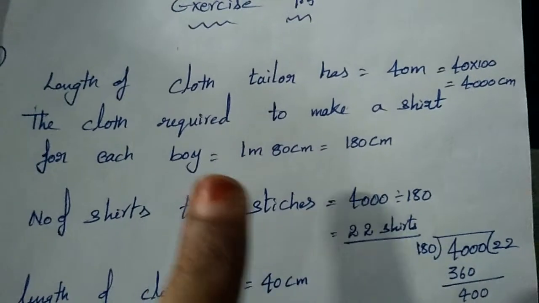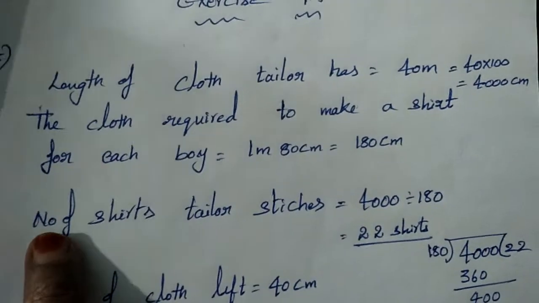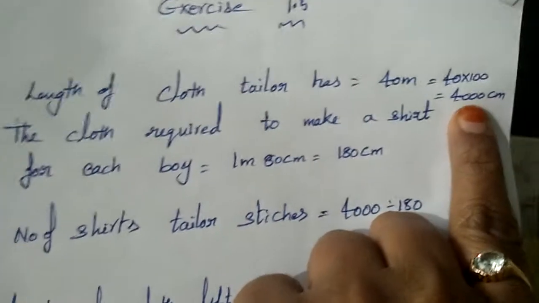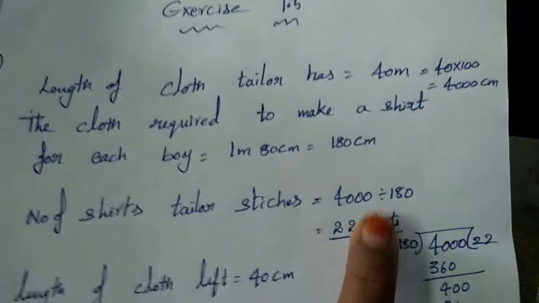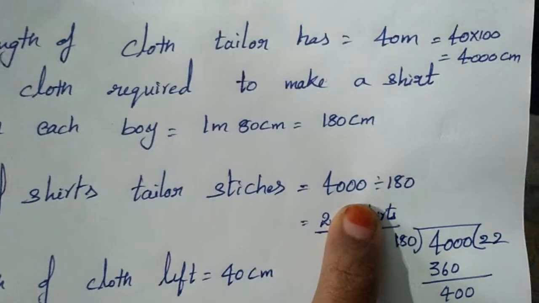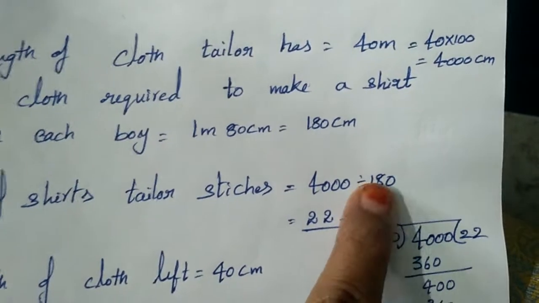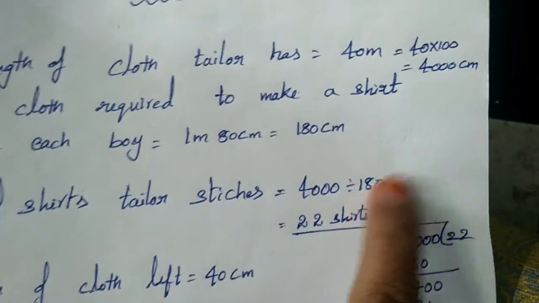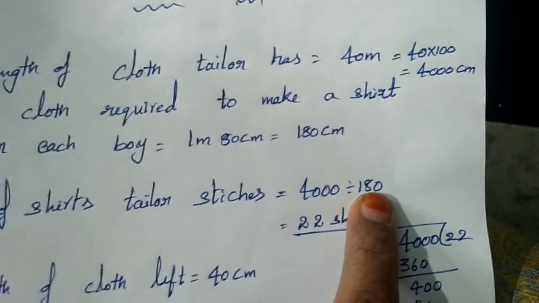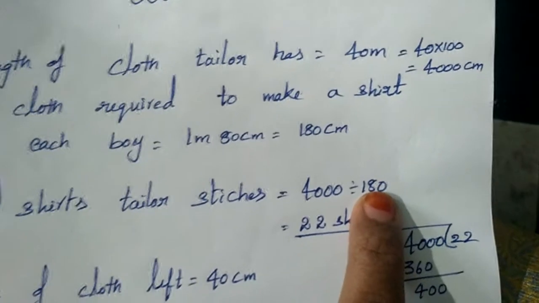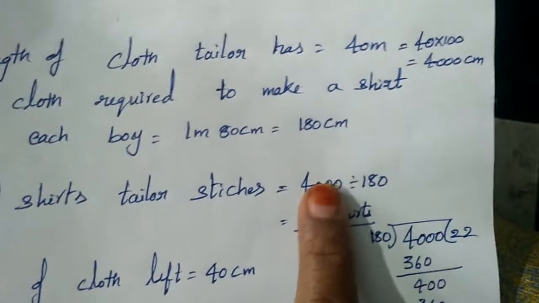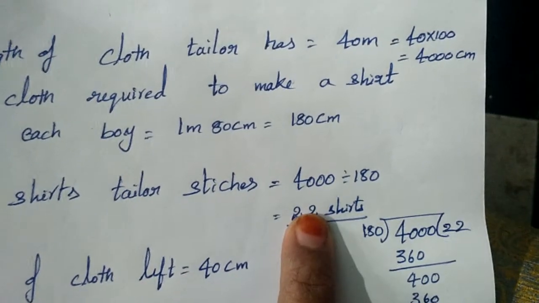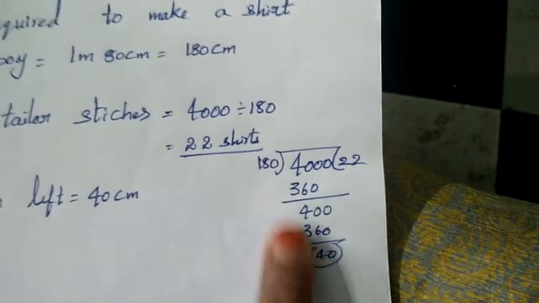Next, he asked two questions. The first question is the number of shirts the tailor can stitch. How many shirts can he stitch within the 4000 centimeters? So what you have to do? Division. Divide 4000 by 180. Here, this is the total length he has. This is the length of a shirt. How much cloth is required? 180 centimeters of cloth. So both have the same units, so you can divide very easily. How many shirts will he get? 22 shirts.